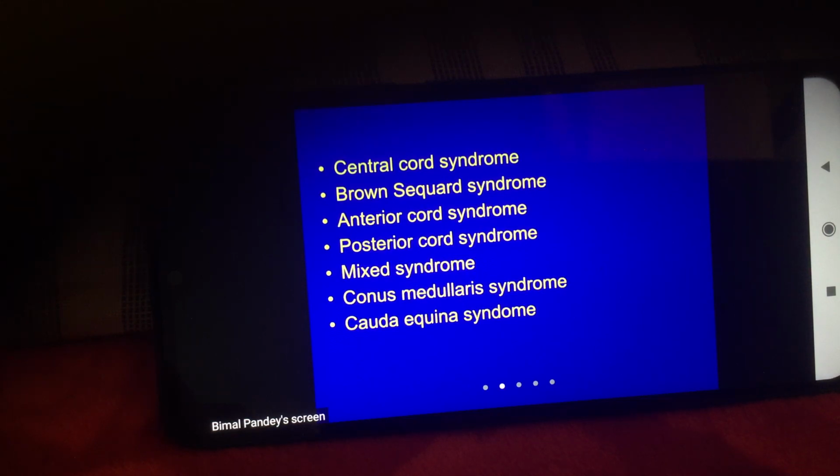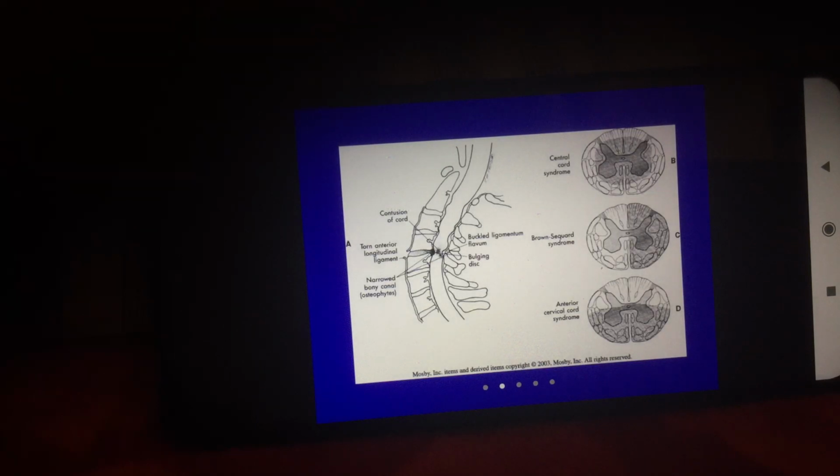In cauda equina syndrome, usually the bowel and bladder are involved. There is urinary retention or incontinence, or incontinence of the feces. So bladder and bowel disturbance occurs in cauda equina syndrome. And if you see, this is central cord syndrome. Due to the impact, the central part of the cord is injured. This is the central cord. The periphery is intact.